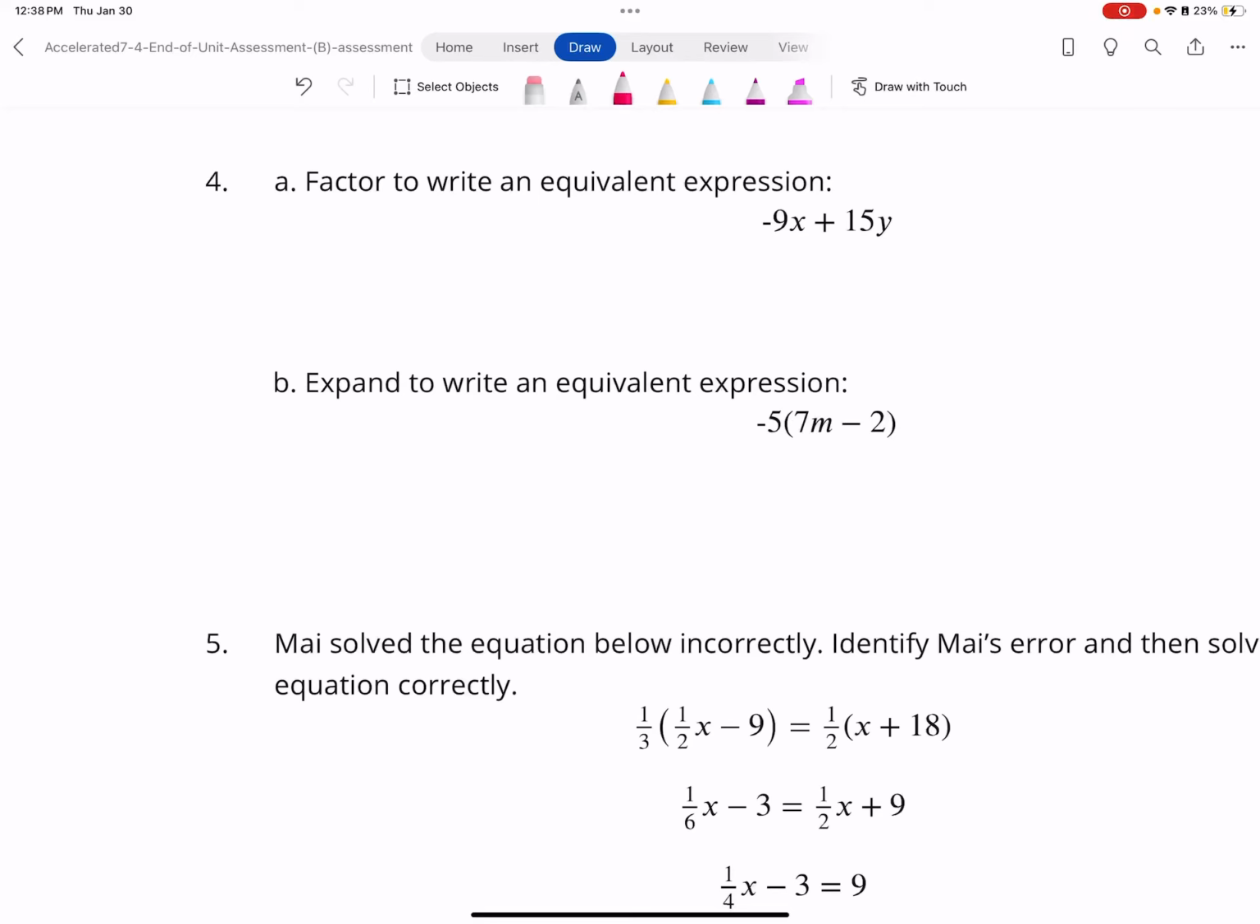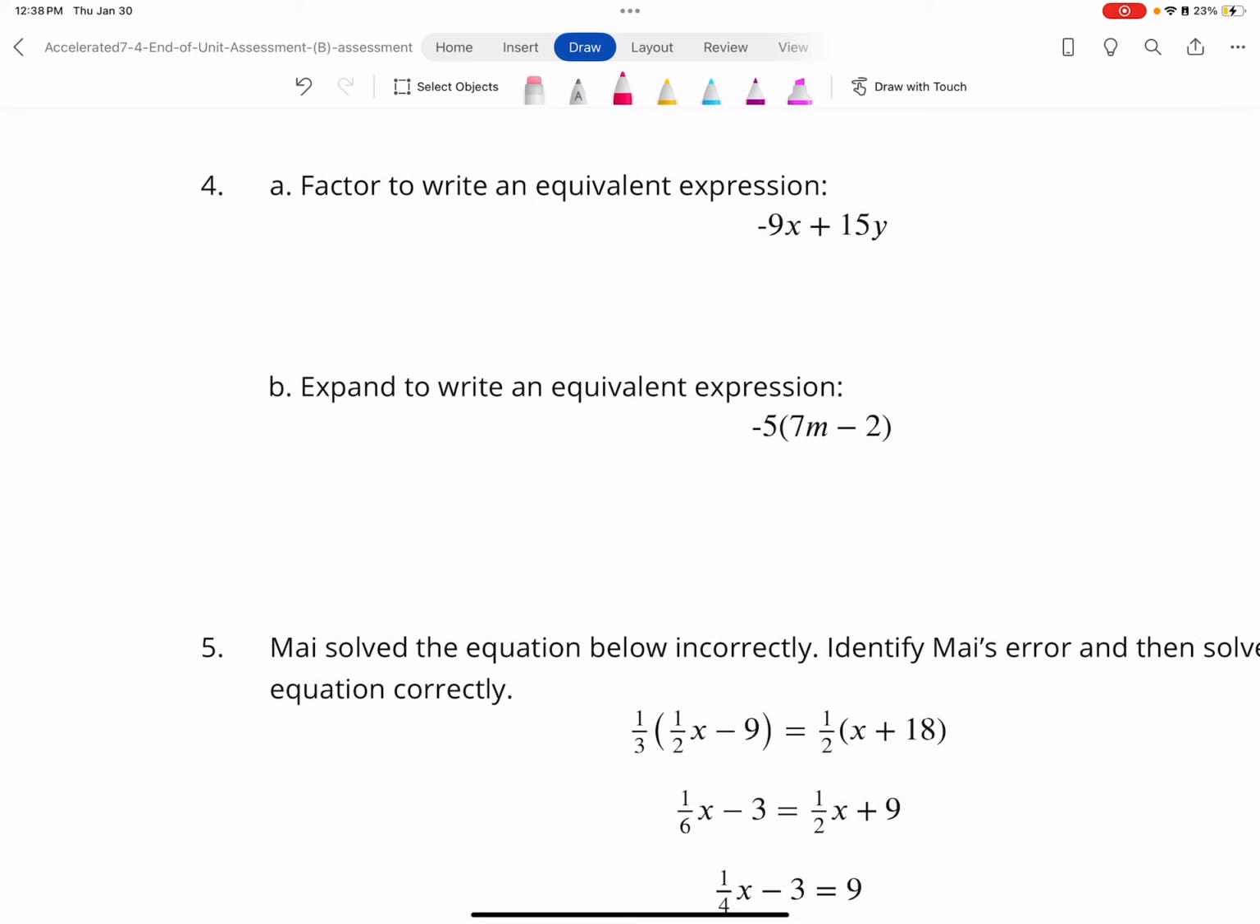Question number 4, A, is factor to write an equivalent expression. So we are going to look at these two terms here, which are negative 9x and 15y. Between these two terms, they have the greatest common factor of 3.